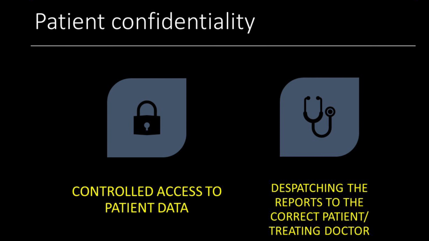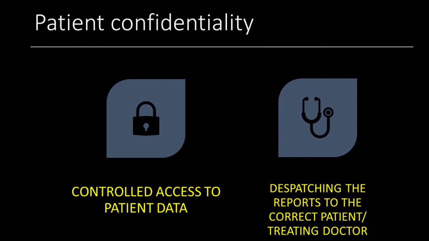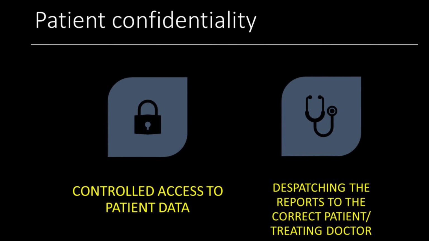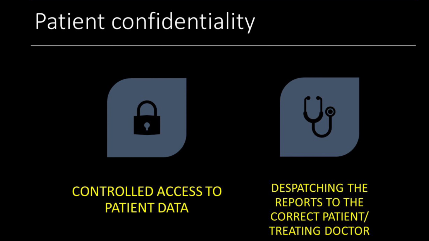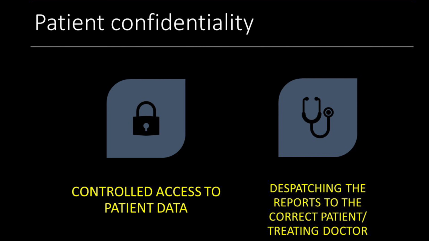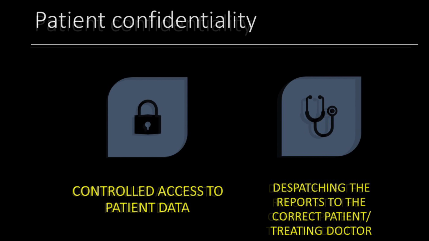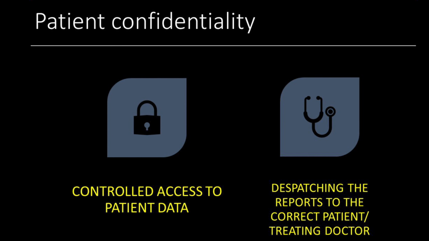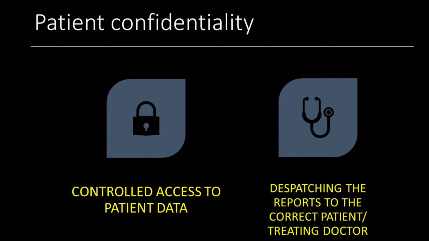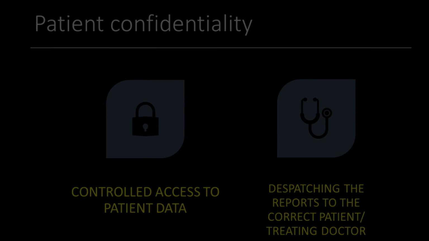An important aspect that needs to be kept in mind by us as doctors and laboratory personnel is the strict maintenance of patient confidentiality. This can be achieved by controlled access to patient data and dispatching the reports to the correct patient or treating doctor. The rest of the video aims to provide an understanding of the various phases of analysis in a clinical lab.